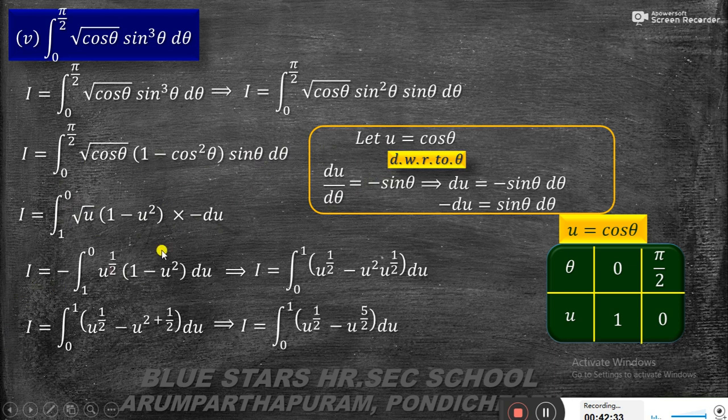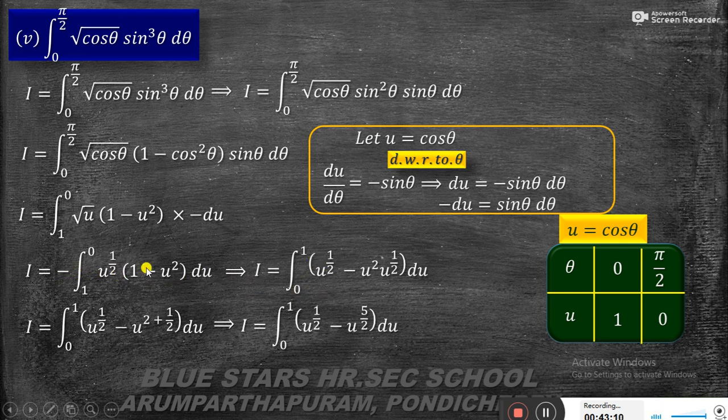So in the next step, this minus sign I take outside, so minus of integral 1 to 0 u power 1 by 2 into 1 minus u square du. So I equal to, in the next step, now there is a minus sign, so I interchange the interval, 1 to 0 means I take 0 to 1. Whenever we interchange the interval, at that time a minus sign is multiplied. So already there is a minus sign, minus into minus is plus, that means the limit is 0 to 1, u power 1 by 2.